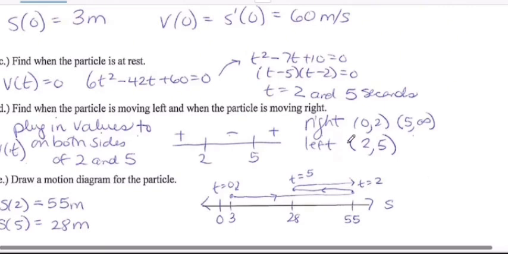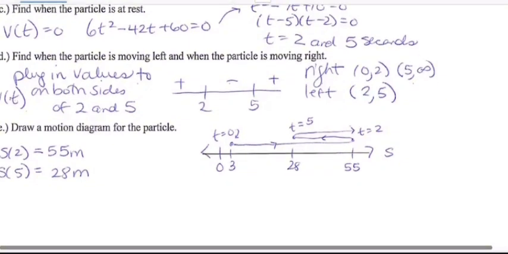Okay, and of course, if you want to do that, you've got 2 and 5 here, right? So you plug in values to v of t on both sides, and that's why you have that. So what you're going to write for the right is 0.25 to infinity. To the left is going to be 2.5. Now, draw a motion diagram for the particle.